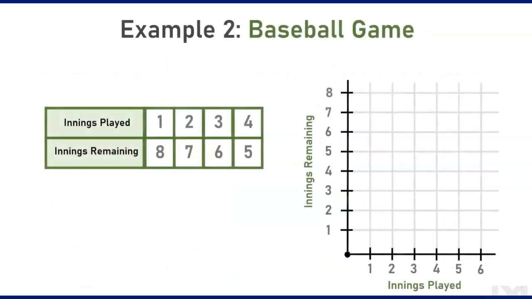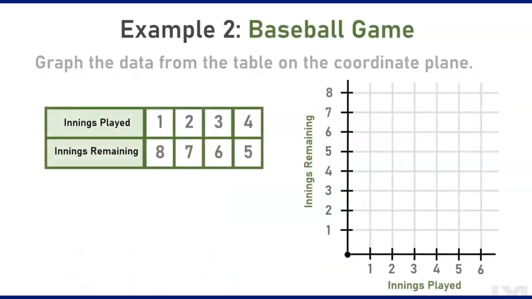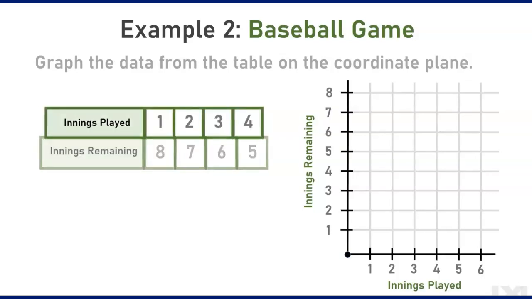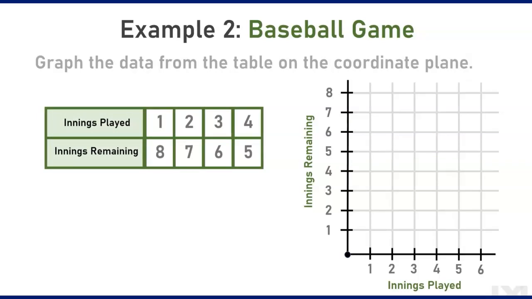Let's try one more. Graph the data from the table on the coordinate plane. This table shows information about innings in a baseball game. The first row shows the number of innings played, and the second row shows the number of innings remaining in the game. We see that on the coordinate plane, the number of innings played is represented by the x-axis, and the number of innings remaining is represented by the y-axis. That means our x-coordinate, or our first number in the ordered pair, will be the innings played, and our y-coordinate, or the second number in our ordered pair, will be the innings remaining.